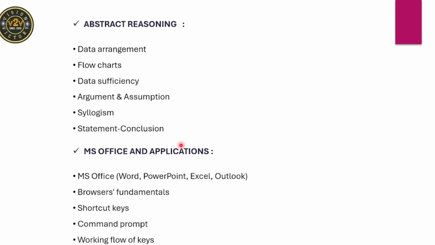Next we will be having abstract reasoning. In abstract reasoning we will be having data arrangements, flow charts, data sufficiency, arguments and assumptions, syllogisms which you all know, and statements and conclusions. All this comes into abstract reasoning.